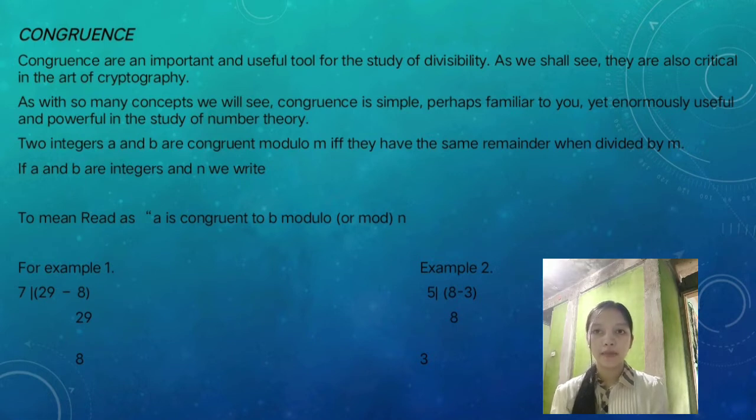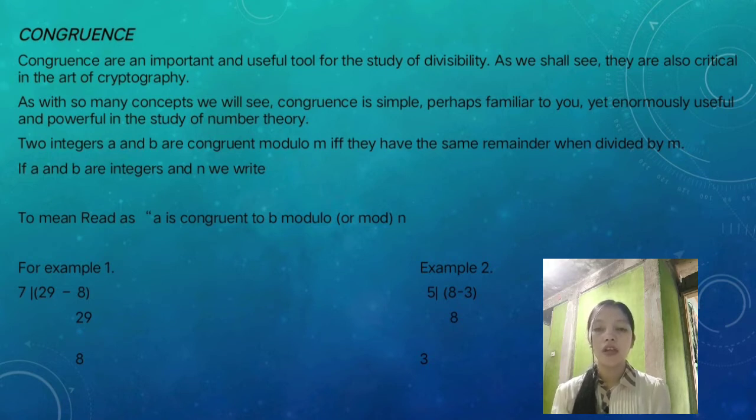Two integers a and b are congruent modulo m if and only if they have the same remainder when divided by m. So when we say congruence, the two integers have the same remainder when divided by m, which we call the modulus. If a and b are integers and n is greater than 0, we write a is congruent to b mod n to mean n divides b minus a, read as a is congruent to b modulo n, or mod n.